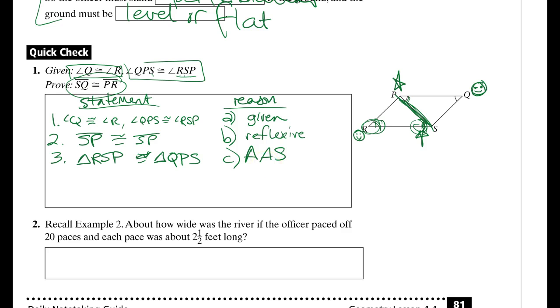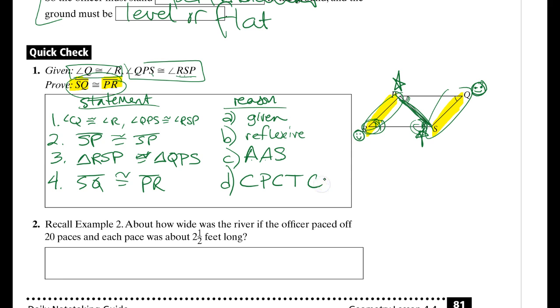But what we really needed here was SQ congruent to PR. SQ and PR. That wasn't mentioned anywhere in there. So how can we say that those are congruent? Hey, that is one of the missing sides and angles that we needed, that we didn't get on this original angle side. So here's my fourth statement. SQ congruent to PR, because all of the other parts of this triangle are congruent. That must mean that these corresponding parts are also congruent. Oh, that sounds like something we just learned. Corresponding parts of congruent triangles are congruent.